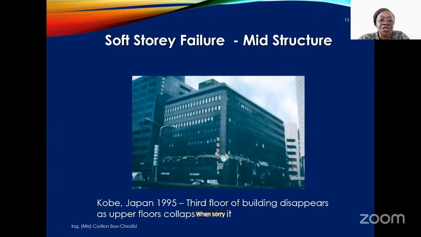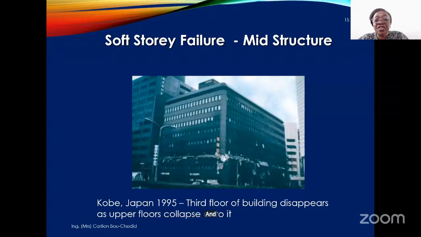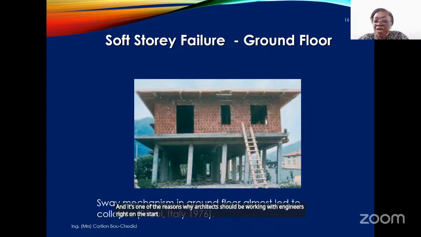Good. Another soft story failure, and this time it was in the middle floor, the middle of a building. So it probably had glass instead of a similar thing as the other floors. It may look very nice architecturally, but when you are creating that kind of thing, you should be aware that it is a soft story, and therefore you take extra precaution to put in enough stiff members. It's one of the reasons why architects should be working with engineers right from the start when they are coming up with a concept.